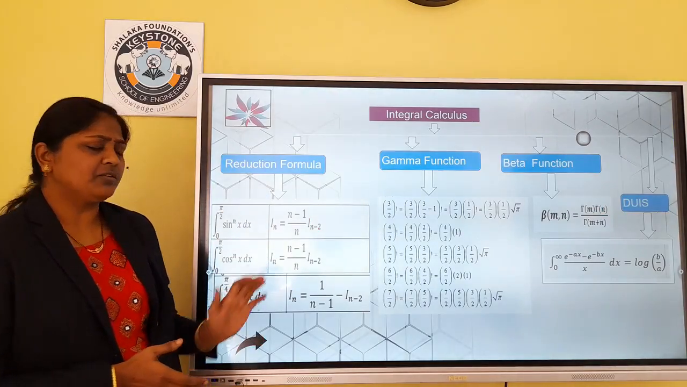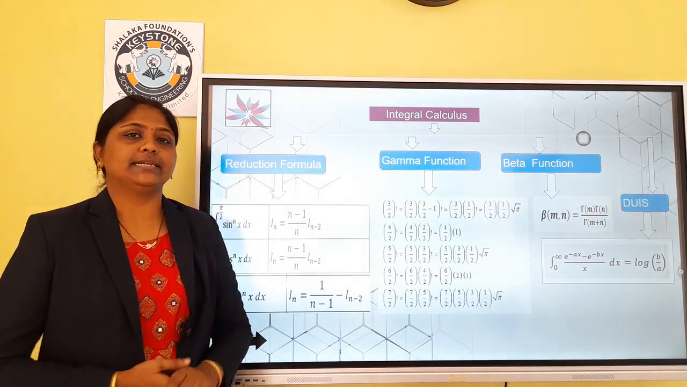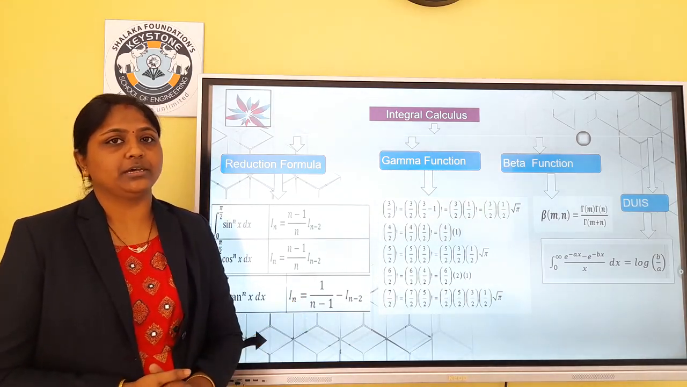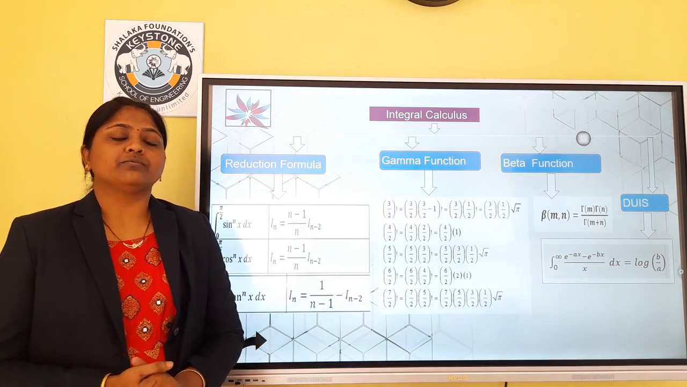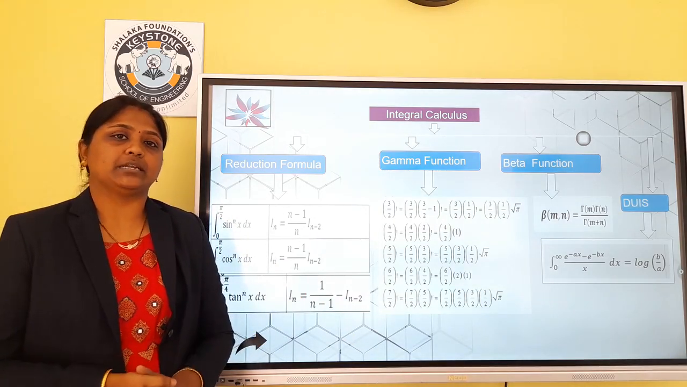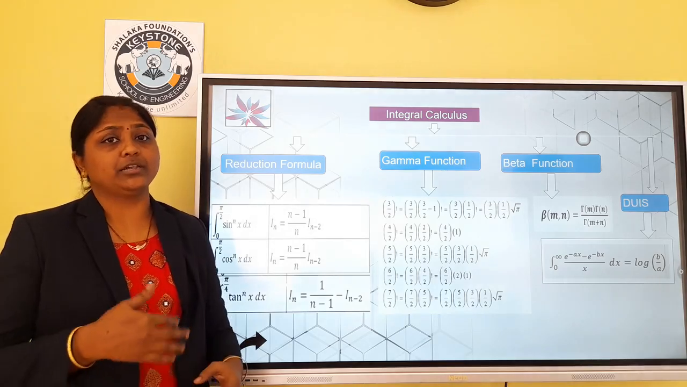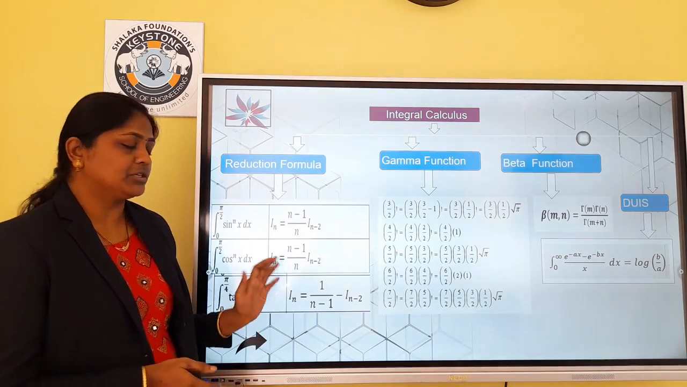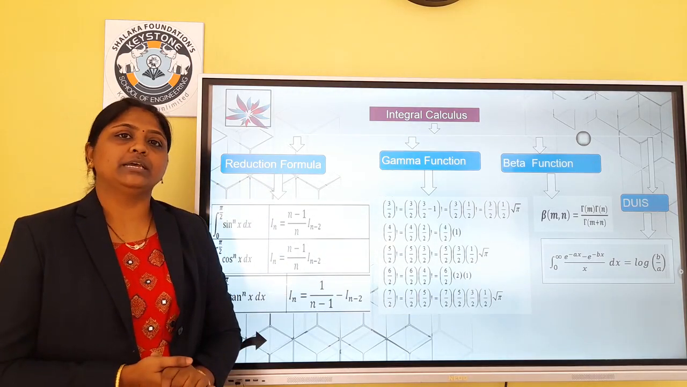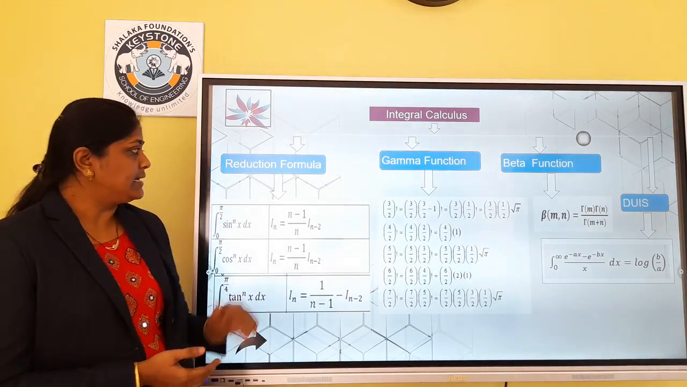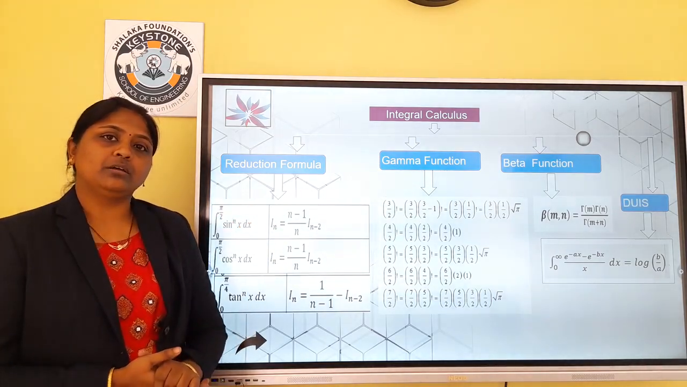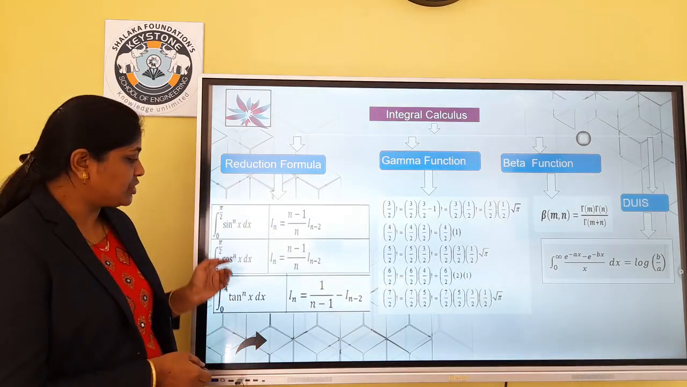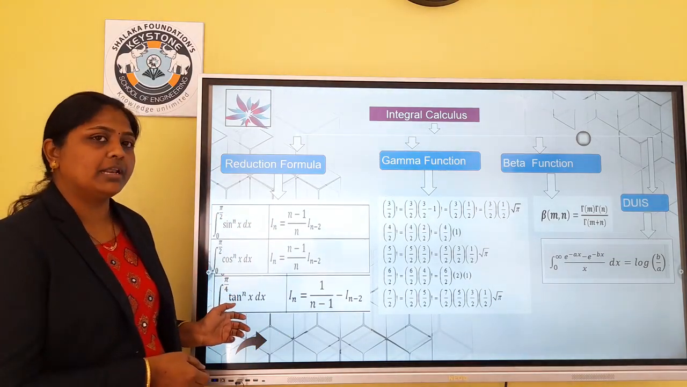So what is the reduction formula? Why do you have to study this reduction formula? What you know is that the integration of sine theta is minus cos theta, right? But someone asks, find the integration of sine raised to 6 theta, or sine raised to 8 theta, or tan raised to 10 theta. Can I find it? No. So for that, we have to use this reduction formula. What does the reduction formula do? It reduces the power. Sine raised to 10 is reduced up to sine or sine square, right? We reduce the power and then we calculate.